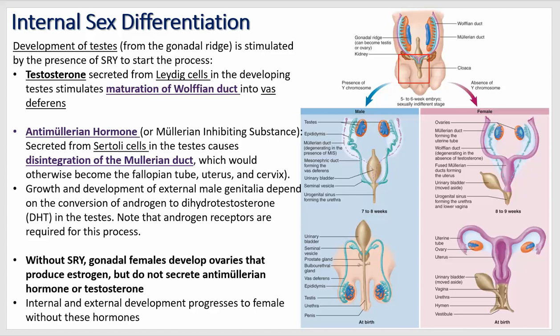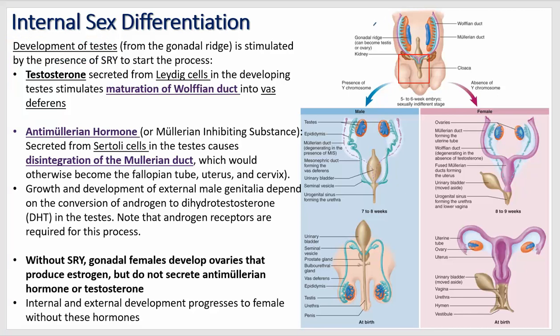So what happens when that SRY is turned on? Development of the testes is stimulated. So that's the first step. By the presence of that SRY, the sex determining region of Y, the gene product goes on to turn on a whole bunch of other genes, and then those genes will start this process. So the first thing, if we're ordering them, is the development of testes.